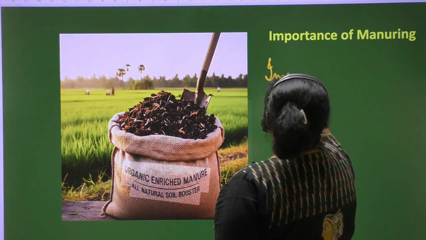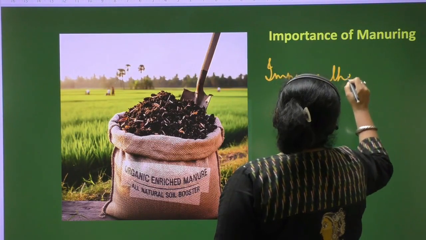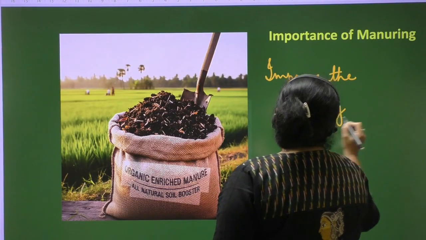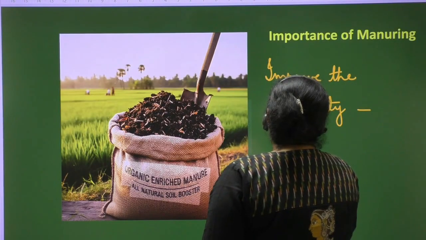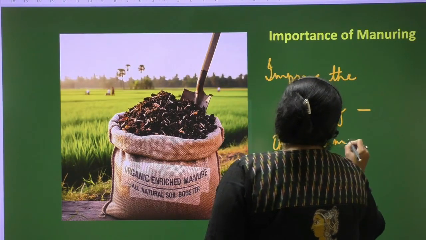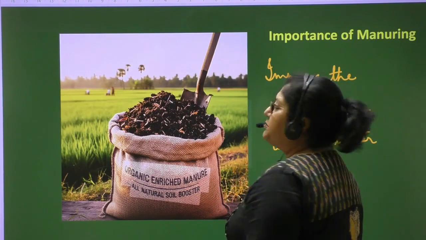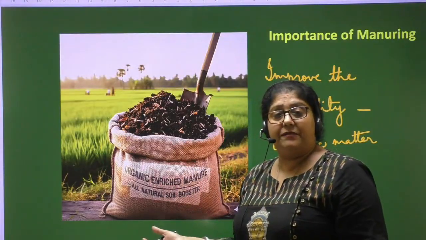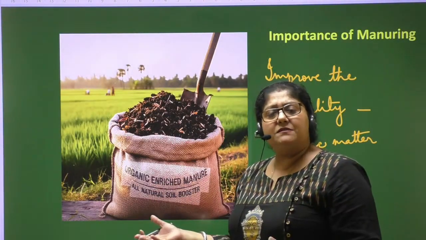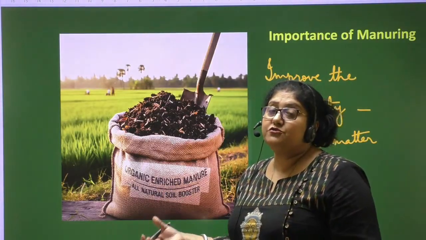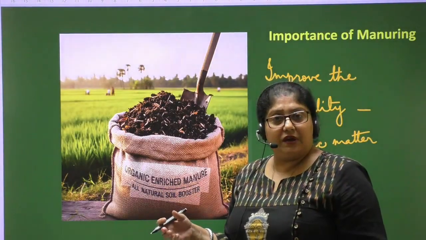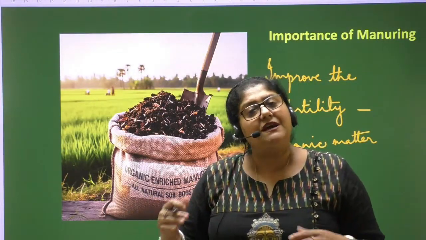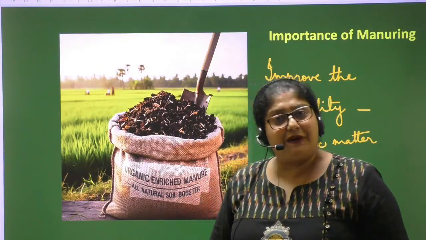Manure helps to improve the fertility of the soil. It provides organic matter to the soil, which is very important for plant growth. So manure, and in certain cases fertilizers also, can be added at this step. Whether it is a manure or a fertilizer, their job is to improve the fertility of the soil. They have certain differences between them. Manure and fertilizers are different, but we'll be learning about them gradually in the later parts of the chapter.